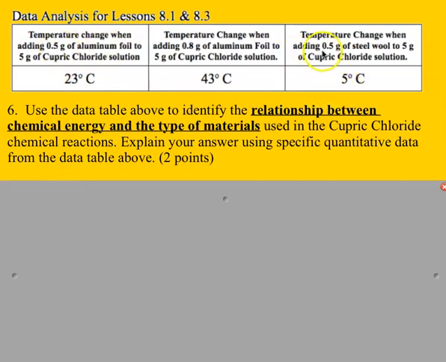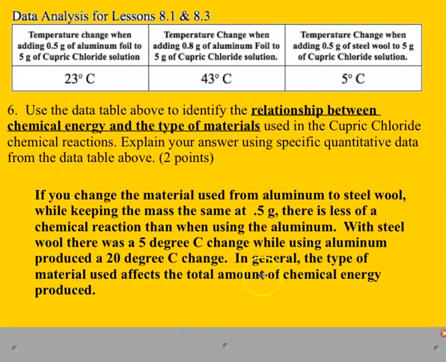You notice they're both 0.5, so mass is the same. But what are we changing here? We're changing the substance. So identify the relationship between chemical energy and the type of materials. Well, in general, the type of material used affects the total amount of chemical energy produced. That's the first part, but it's worth 2 points. What's the second part of it? Well, the second part is the quantitative data.